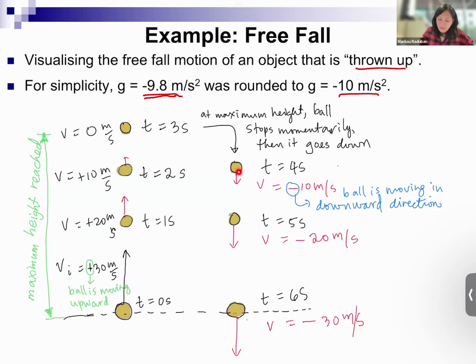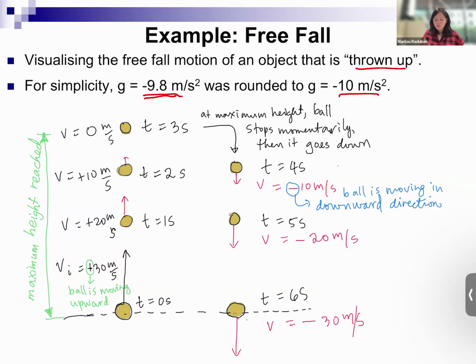constant. After 1 second of falling down, the velocity of the ball would have increased by 10 meters per second, and another second will result in another 10 meters per second of increase in velocity. After another second, the velocity would have increased by another 10 meters per second. When going down, the sign for velocity is negative because the direction is downward.